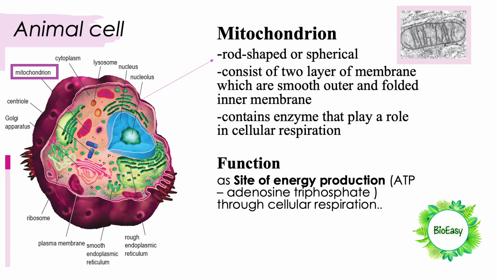Mitochondrion is rod-shaped or spherical. It consists of two layers of membrane, which are a smooth outer and a folded inner membrane. It also contains enzymes that play a role in cellular respiration. Its function is as the site of energy production, ATP, adenosine triphosphate, through cellular respiration.